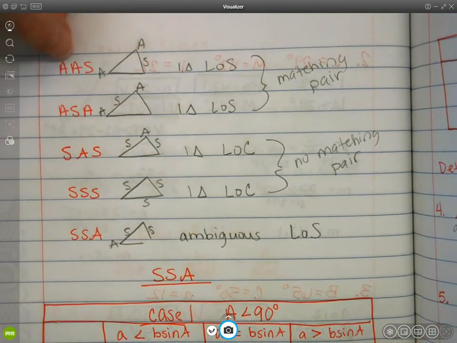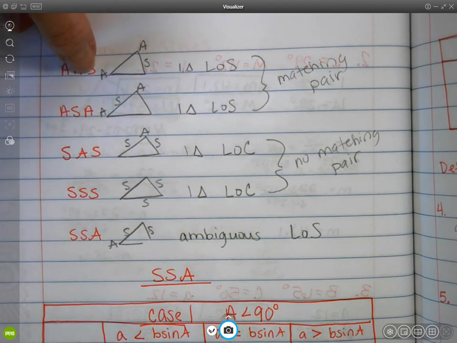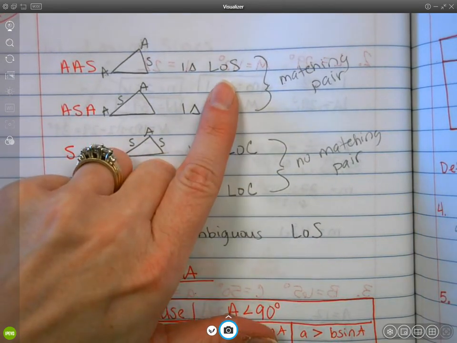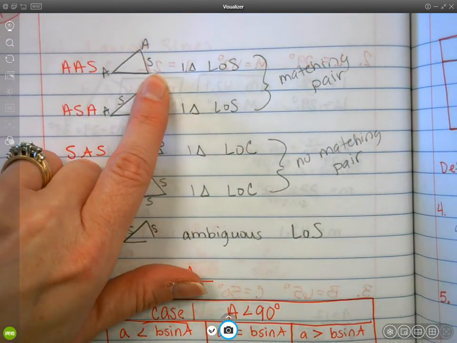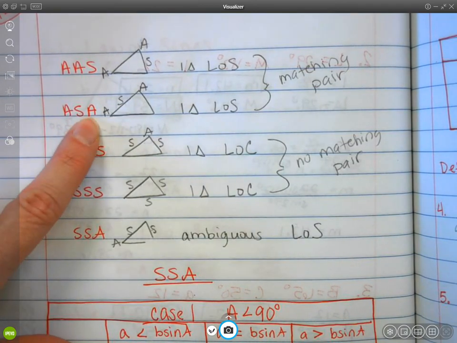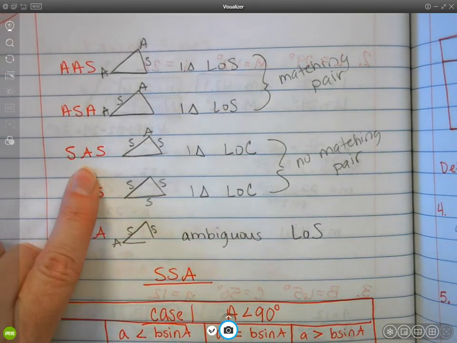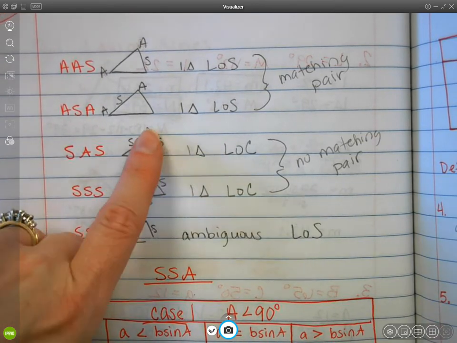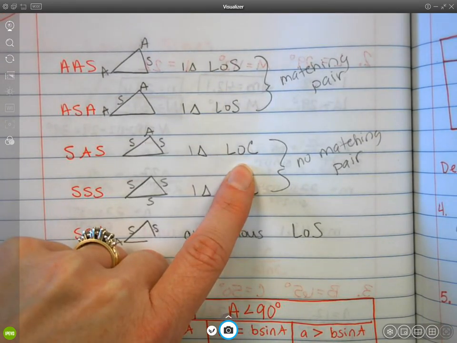So if you're given angle, angle, side, there's only one possible triangle that could be made out of that. And you're going to use law of sines to solve because you have a matching pair. You have an angle and the side opposite. Angle, side, angle is going to be the same way. There's only one possible triangle, and you're going to use the law of sines because you have a matching pair. If I have side, angle, side, that also only forms one triangle, and we have to use law of cosines because there isn't a matching pair.